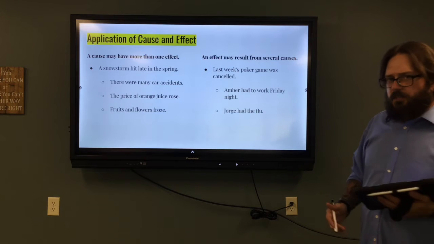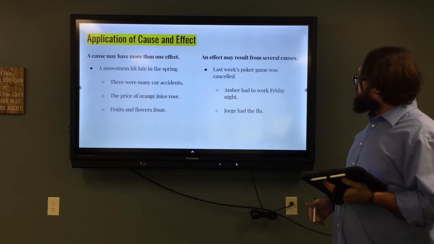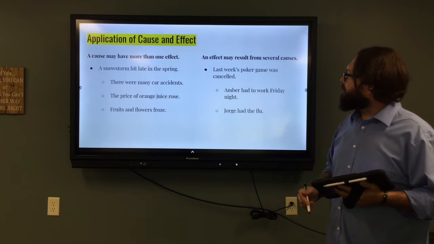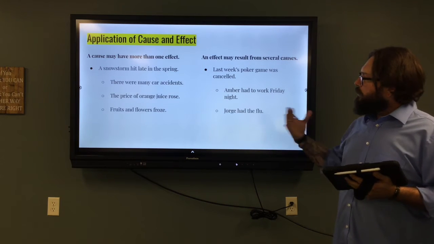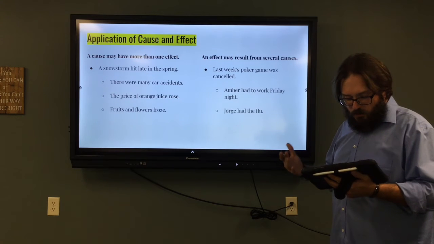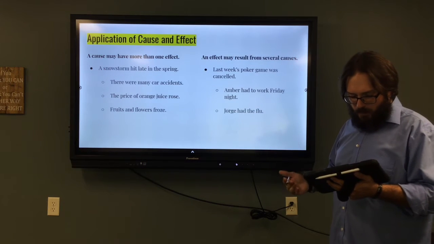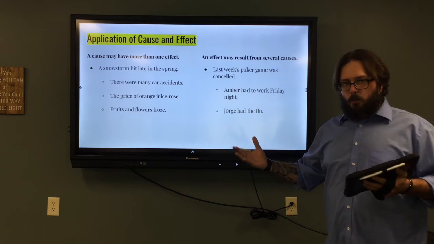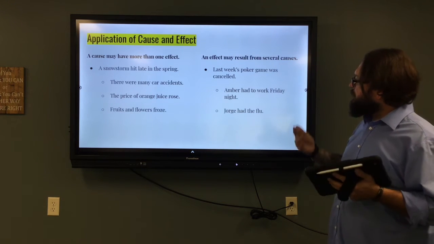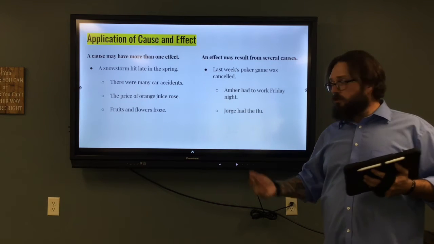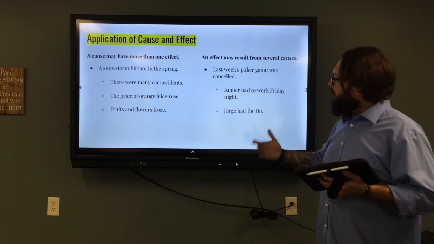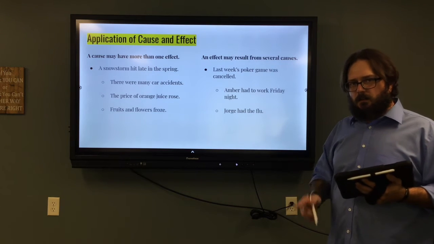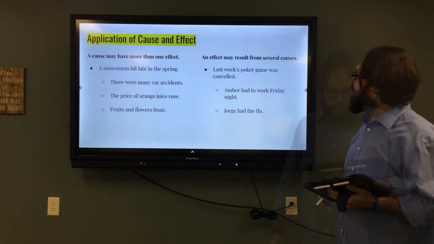Some other things we should consider with cause and effect relationships is that, one, a cause may have more than one effect. All right, so we see in our example that a snowstorm hit late in the spring. That was the cause. What were the effects? There were many car accidents, the price of orange juice rose, and fruits and flowers froze. All three of these are effects of one cause.